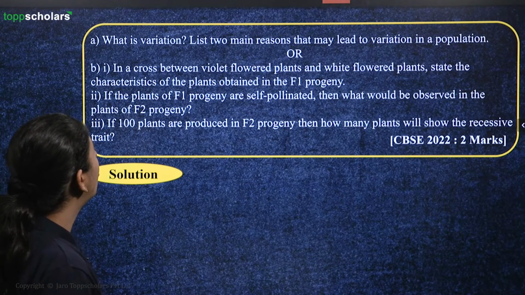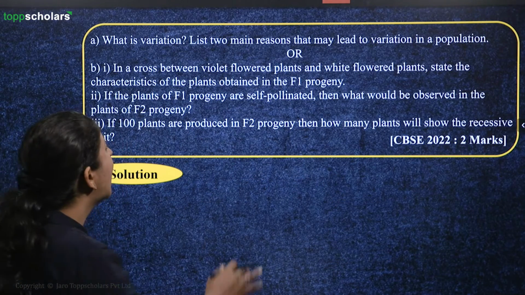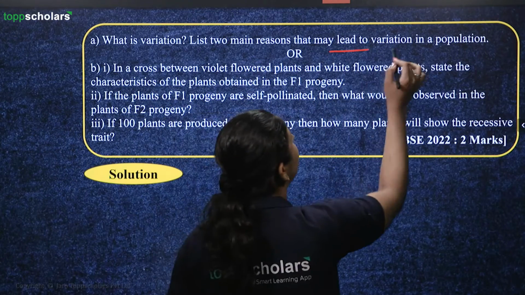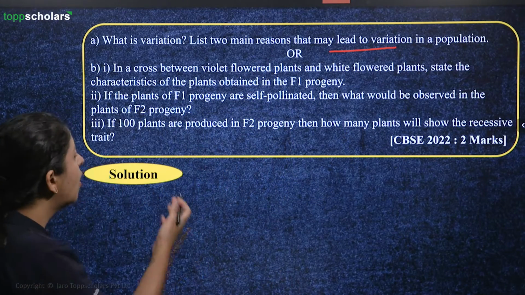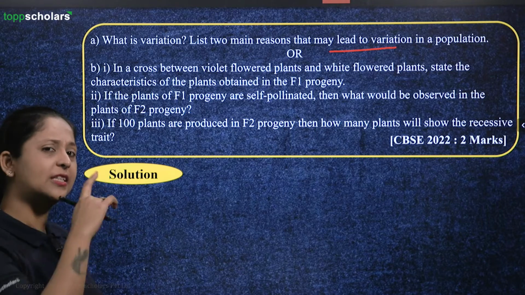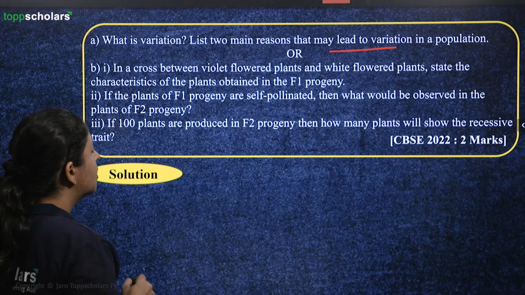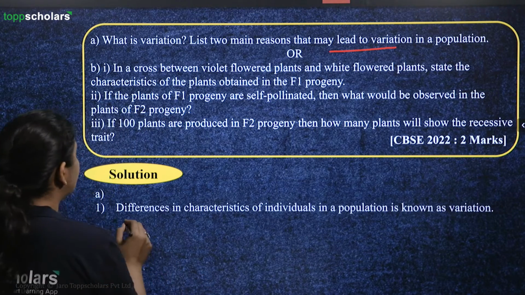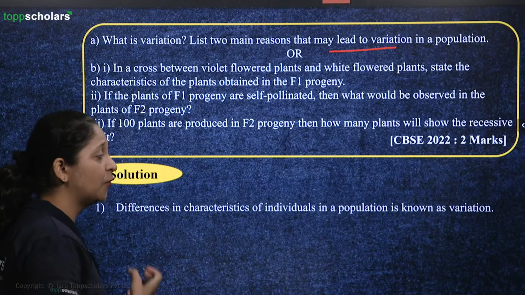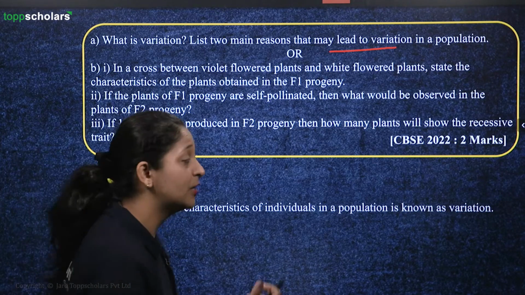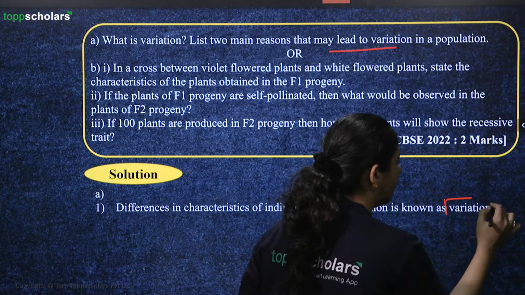Next question is, what is variation? You have to list 2 main reasons that may lead to variation in a population, or you can also go for the other question. Let's answer the first one today. So here the answer that you would see: the differences in the characteristics of individuals in the population are known as variation or variety.